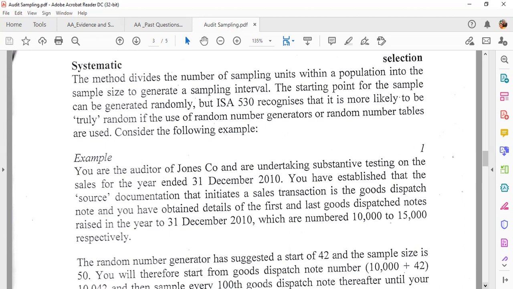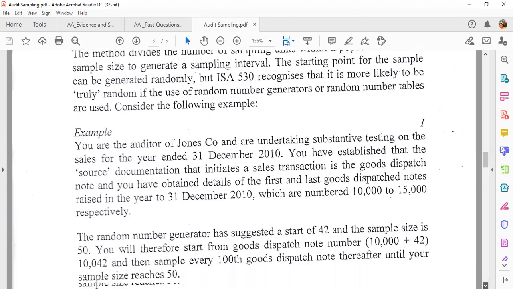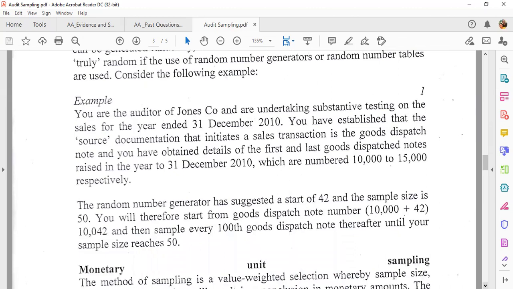And you have obtained the numbers of the first and the last goods dispatch notes arising in the year to 31st December 2010, which are numbers 10,000 to 15,000 respectively. Now, the random number generator suggests to start at 42, and the sample size is 50.